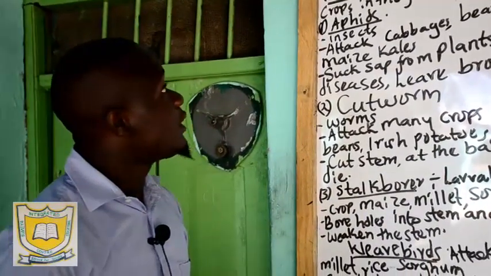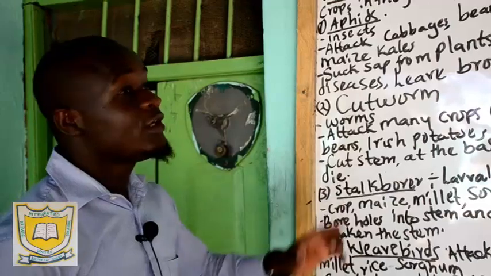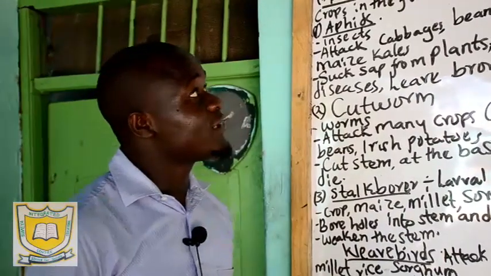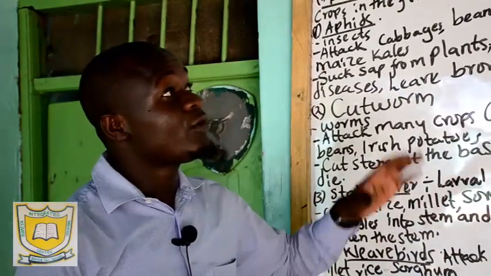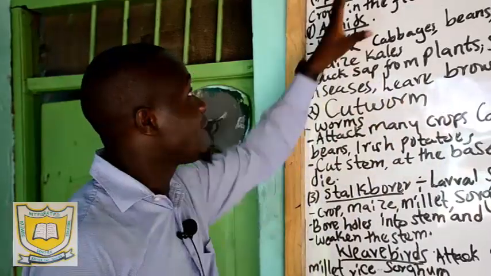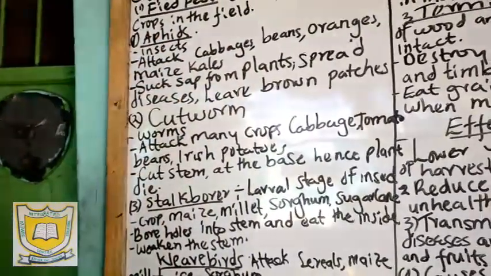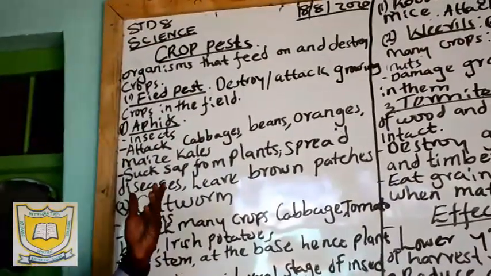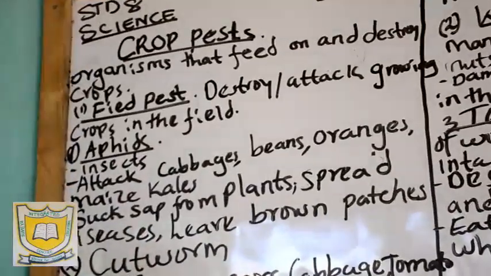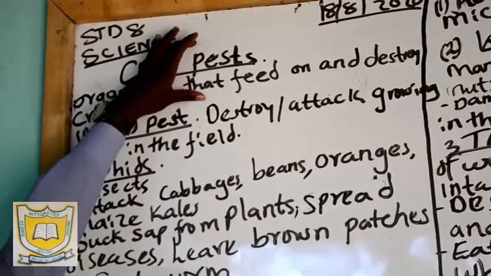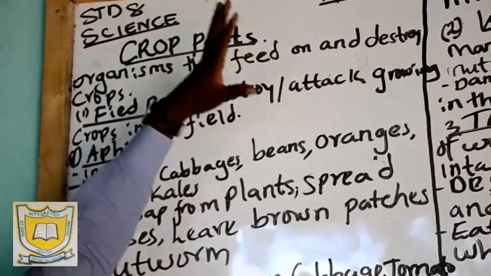absence of plants. Today we are going to discuss a very essential area, where we are going to talk about pests. We had a topic where we discussed weeds and how they affect plants, but here we are going to discuss how pests affect crops.